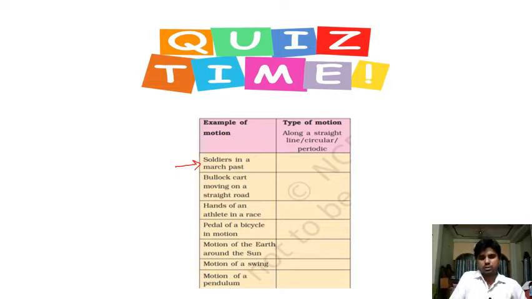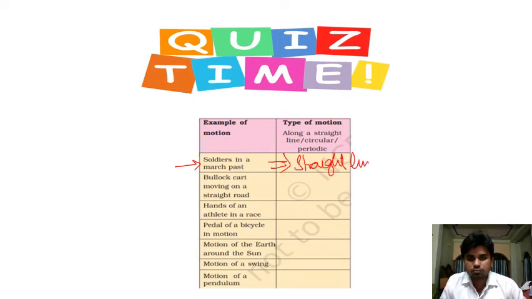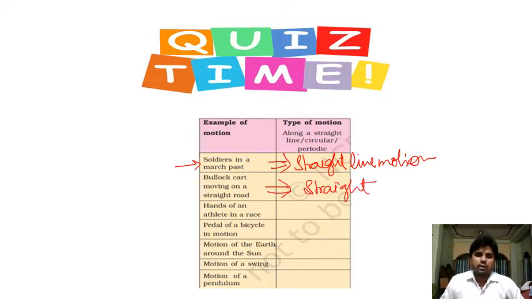So students, see the soldier in the march past is a straight line motion. Bullock cart moving on a straight road, it is also a straight line motion, that is rectilinear motion. Now hands of athlete in a race, we don't know still. Pedals in a bicycle in a motion, yes, it is a circular motion.